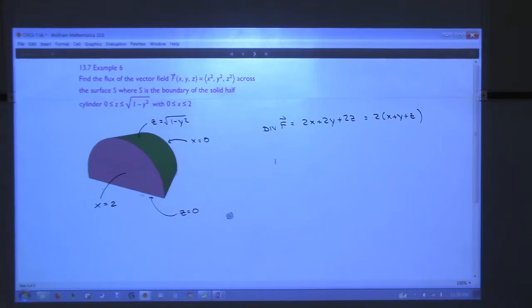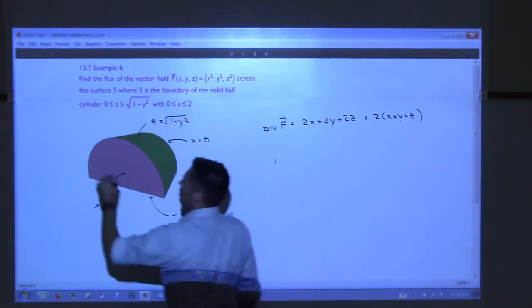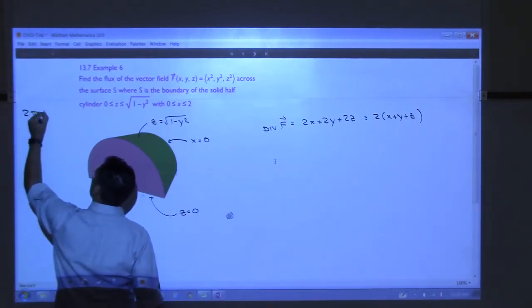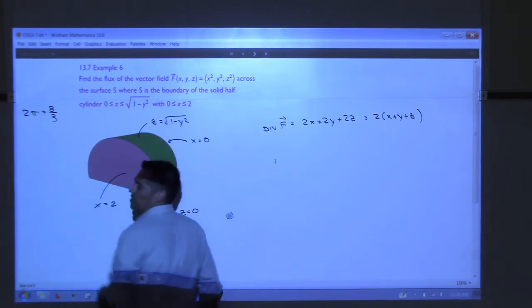Back in your notes, anyone have this problem we did in class? What did we get as a final answer? 2 pi plus 8 over 3? 2 pi plus 8 thirds? I'm going to put that up here. 2 pi plus 8 thirds. That's what we should get as an answer, all right?